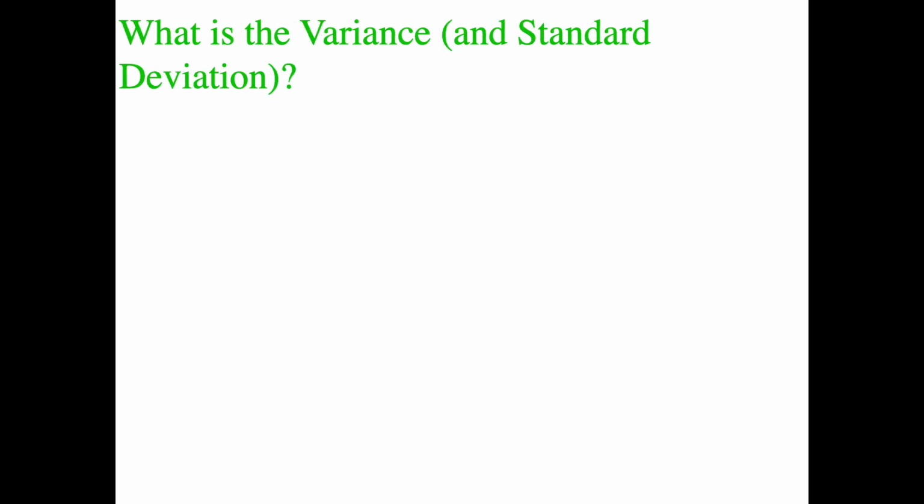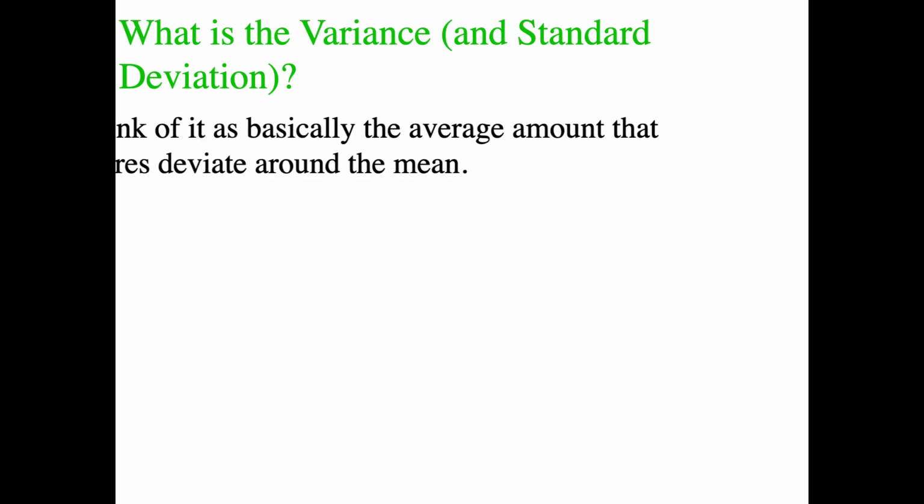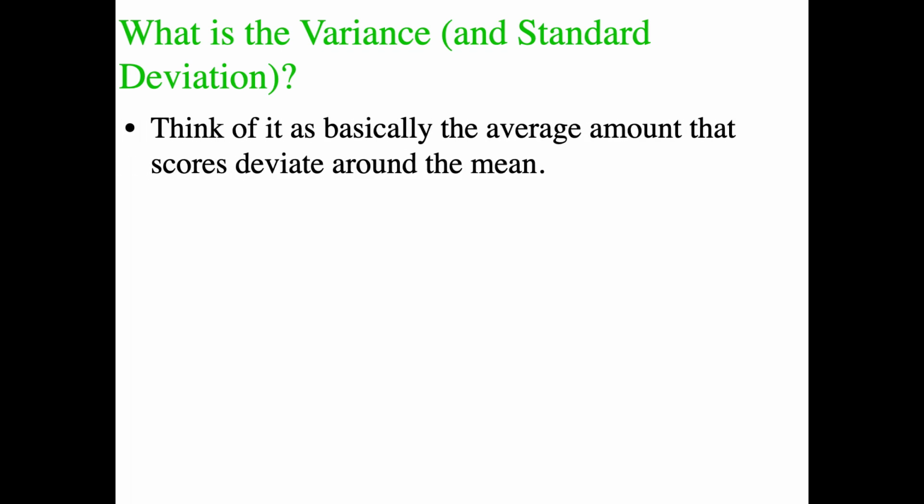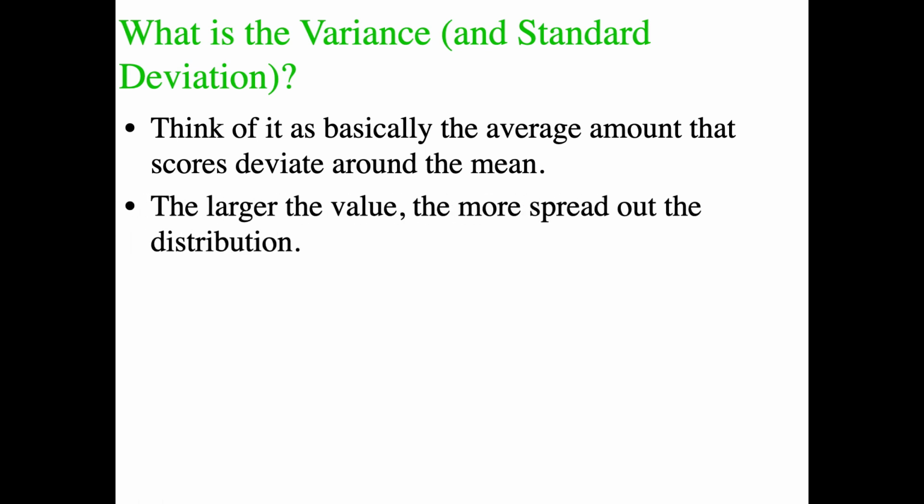So what is the variance and the standard deviation? Basically, when we're computing this number, the variance, it's the average amount that scores are deviating around the mean. And so a larger value would mean that we're getting a more spread out distribution. Okay? So variance and standard deviation are related to each other, in that the standard deviation is the square root of the variance. So they work the same way logically. Let's go ahead and just talk about the standard deviation for a moment.